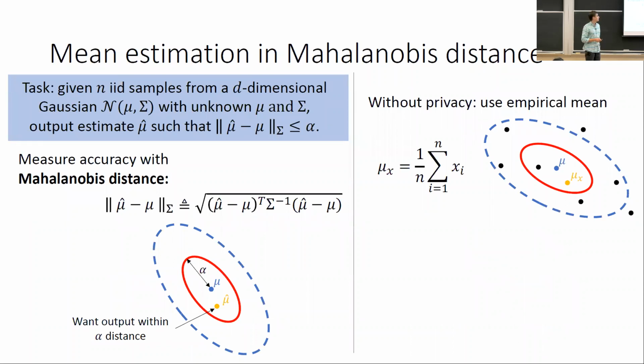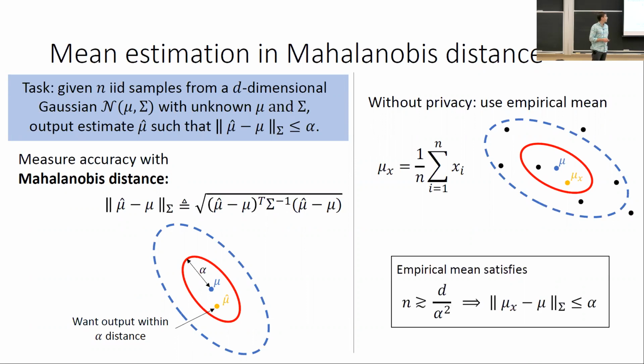So without privacy, you can do this task just using the empirical mean, which correctly gives us the error guarantees we'd like. And if n is roughly greater than d over alpha squared, then we get, with high probability, this Mahalanobis guarantee that we want.